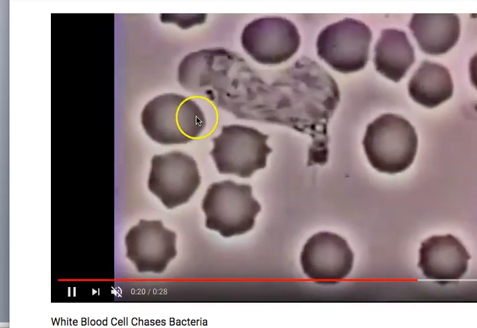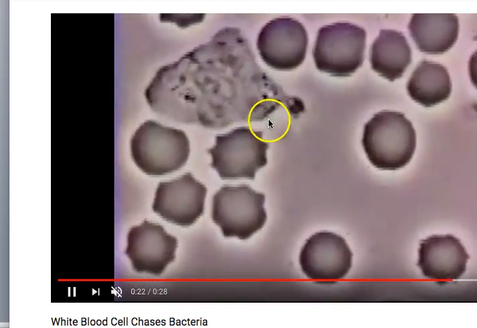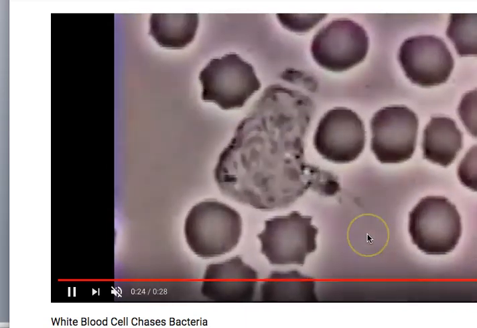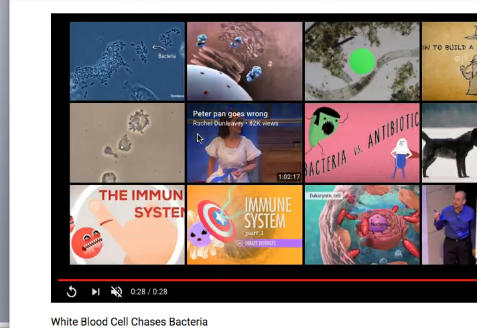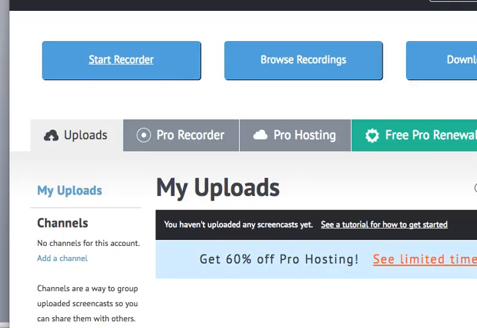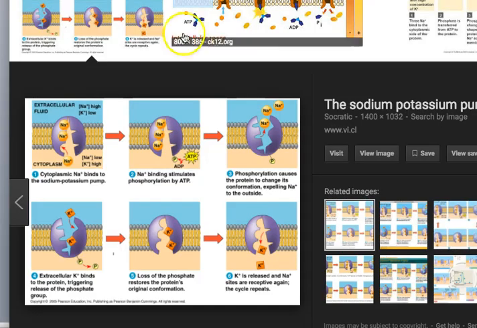So you see it can grow in any direction. Oh, there it goes. It's surrounded it. The bacteria can't escape anymore. You go, little dude. Good job, white blood cell. So that was phagocytosis. I'll put these videos up too so you can watch it.